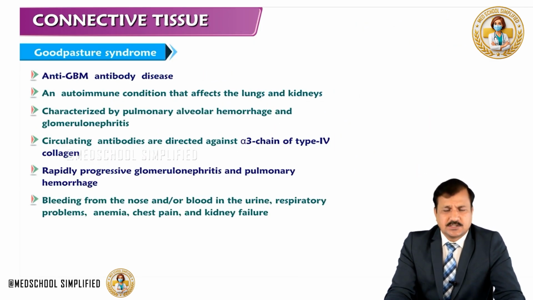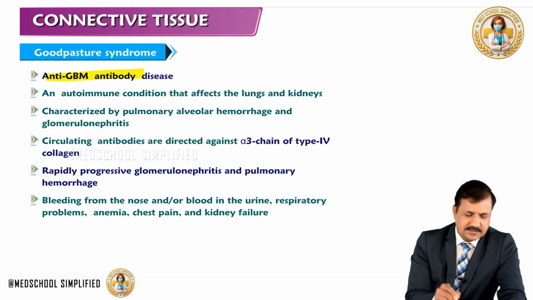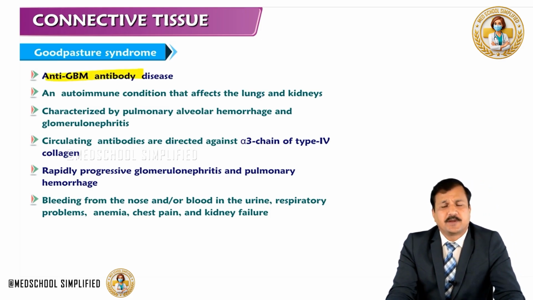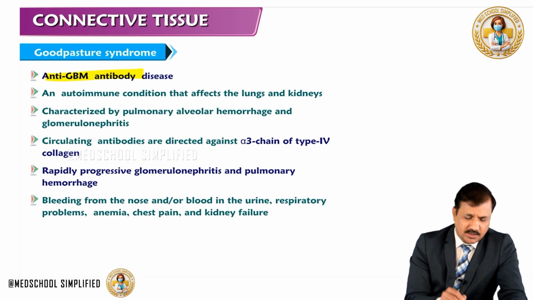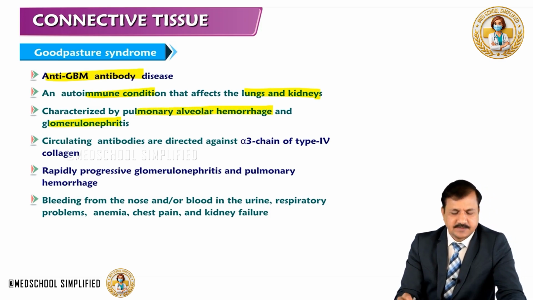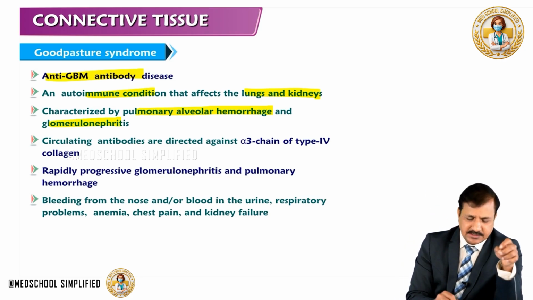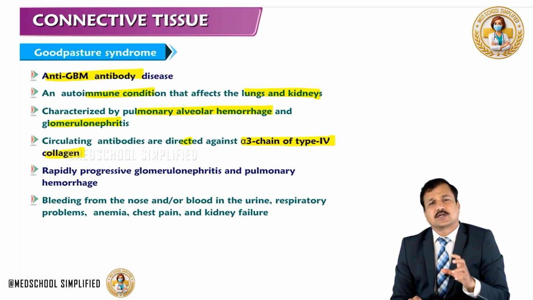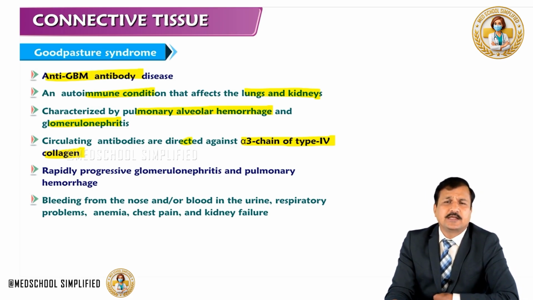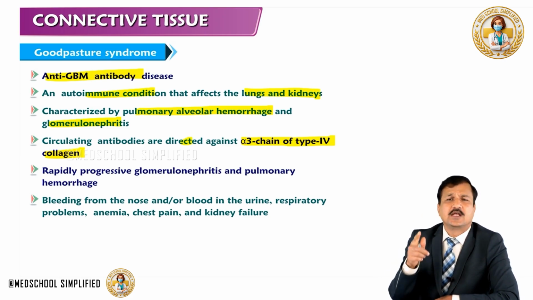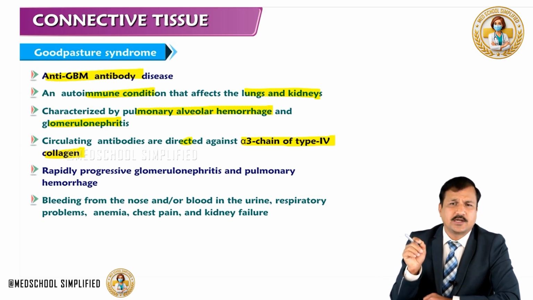Now coming to Goodpasture syndrome. Goodpasture syndrome is referred to as anti-glomerular basement membrane antibody disease, that is anti-GBM antibody disease. It's an autoimmune condition that affects lungs and kidneys, and it is characterized by pulmonary alveolar hemorrhage and glomerulonephritis. The circulating antibodies in this disease will be directed against alpha 3 chains of type 4 collagen. So the type of collagen that is affected in Goodpasture syndrome is type 4 collagen, specifically alpha 3 chains, which are destroyed by the autoantibodies.